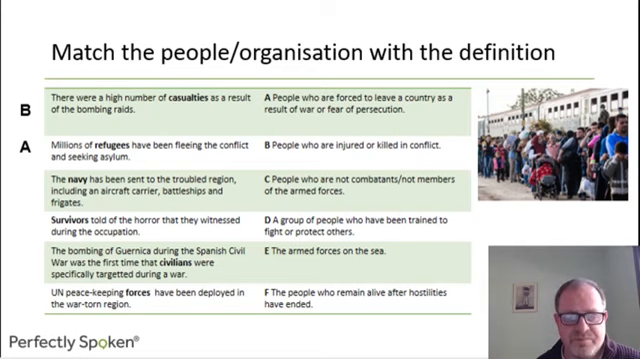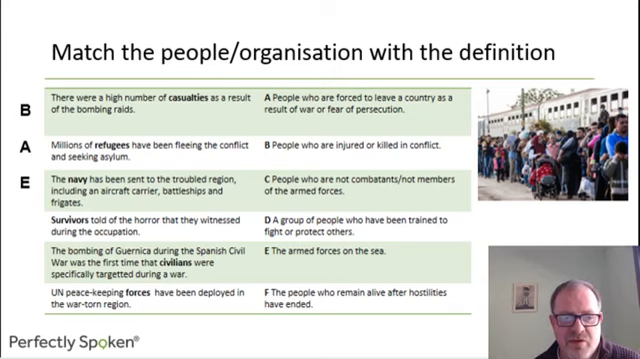At the moment, there's a big refugee crisis in Europe, people fleeing conflicts in places like Syria, Afghanistan, and so on. The next one, the Navy has been sent to the troubled region, including an aircraft carrier, battleships, and frigates. Well, we've seen battleships, or a battleship before. And the Navy, of course, is the armed forces on the sea.